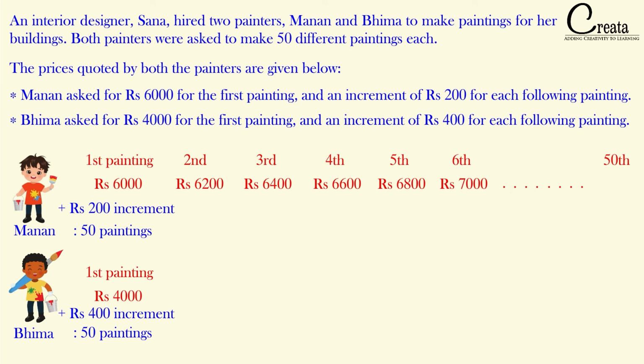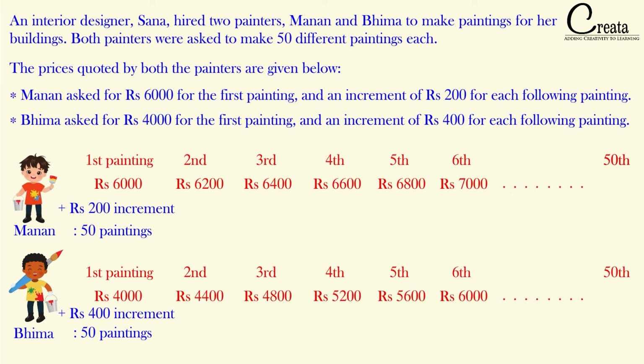Similarly, for Bhima, the price of the first painting is rupees 4,000, and for each additional painting, rupees 400 will be the increment. First painting 4,000, second painting 4,400, then 4,800, then 5,200, 5,600. Similarly, the price of the painting will keep increasing. Note that in the case of Manan, the difference is rupees 200, while in the case of Bhima, the difference is 400. Further, are you able to observe an arithmetic progression series in both cases?